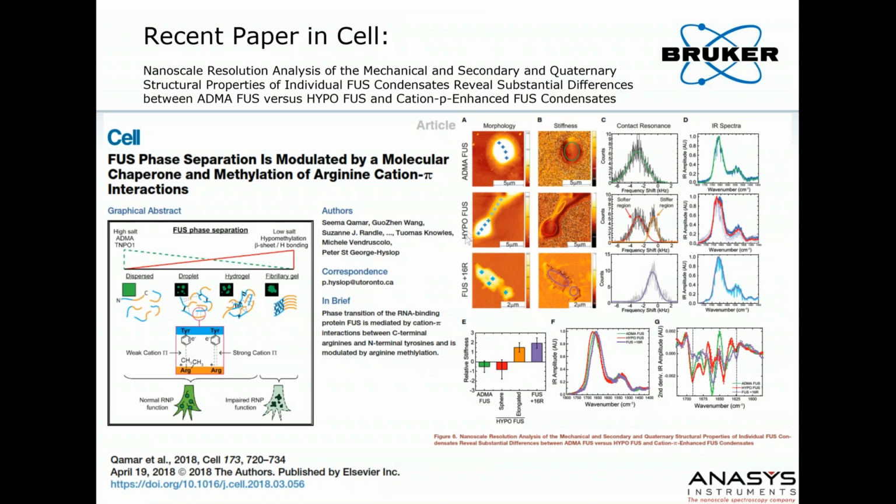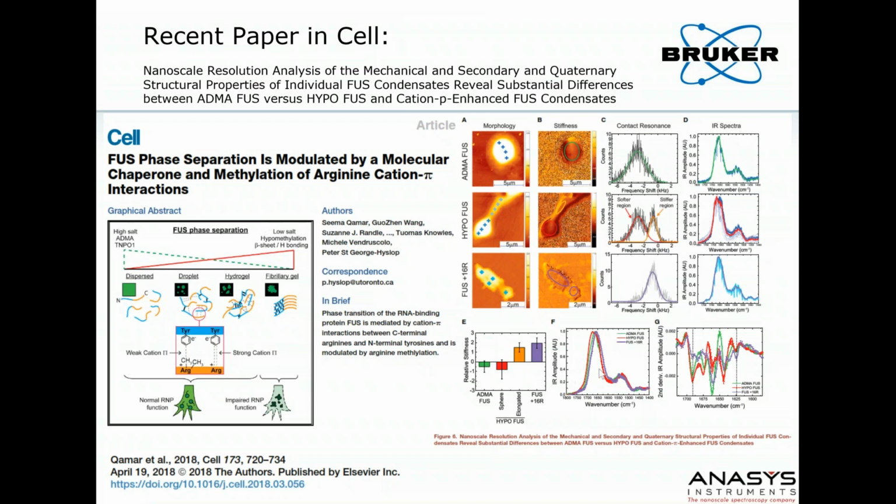And in this one in the middle in particular, the hypo-FUS, you can see that there's a region where there's a sphere and a region where there's an elongated area, and the spectra are different from those 2 areas of the sample. So you can actually get down inside of these materials, this is like a 5 micron scale bar, and get information about the stiffness as well as the chemistry.